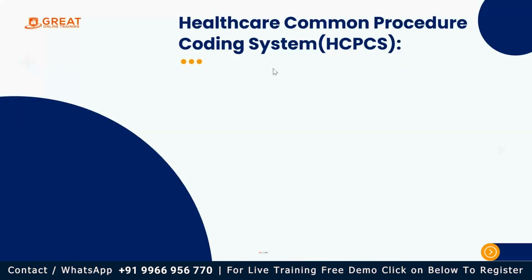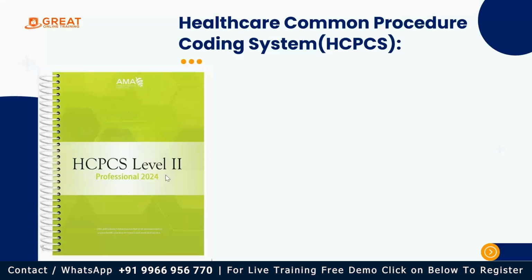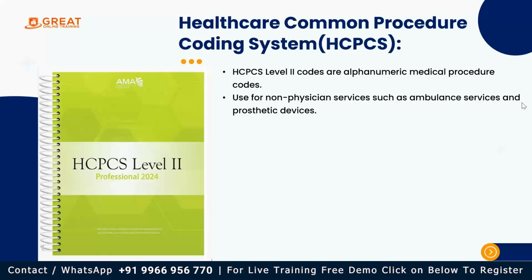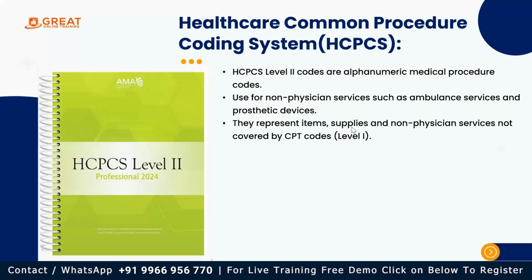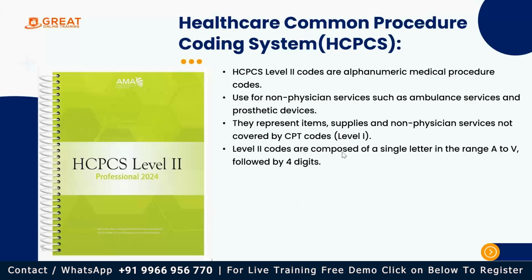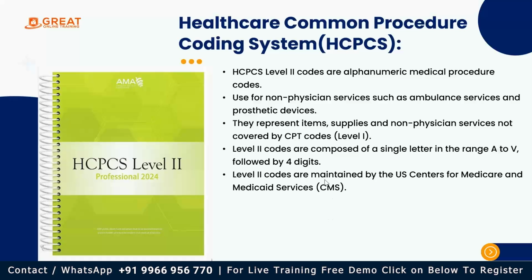Next, we'll see the Healthcare Common Procedure Coding System, HCPCS. This is how the book looks. You can see here they mention HCPCS level 2. HCPCS level 2 codes are alphanumeric medical procedure codes used for non-physician services such as ambulance services and prosthetic devices. They represent items, supplies, and non-physician services not covered by CPT level 1 codes. These HCPCS level 2 code sets contain codes for non-physician services such as ambulance services, prosthetic devices, and drugs. Level 2 codes are composed of a single letter in the range from A to V followed by 4 digits. Level 2 codes are maintained by the US Centers for Medicare and Medicaid Services, CMS.